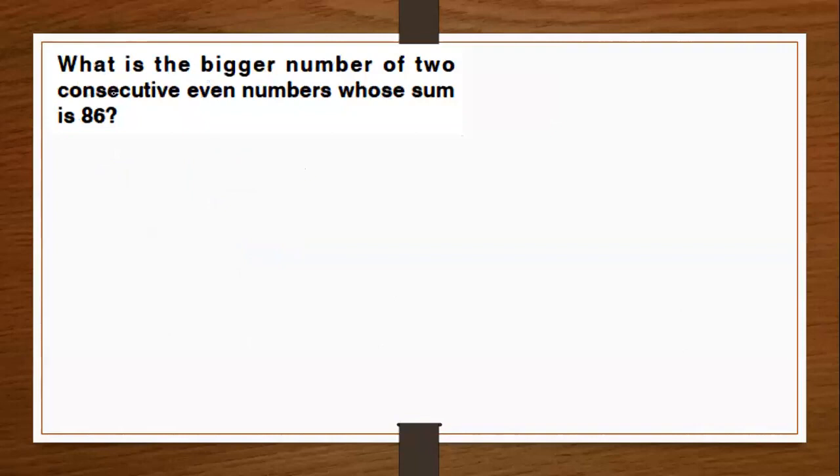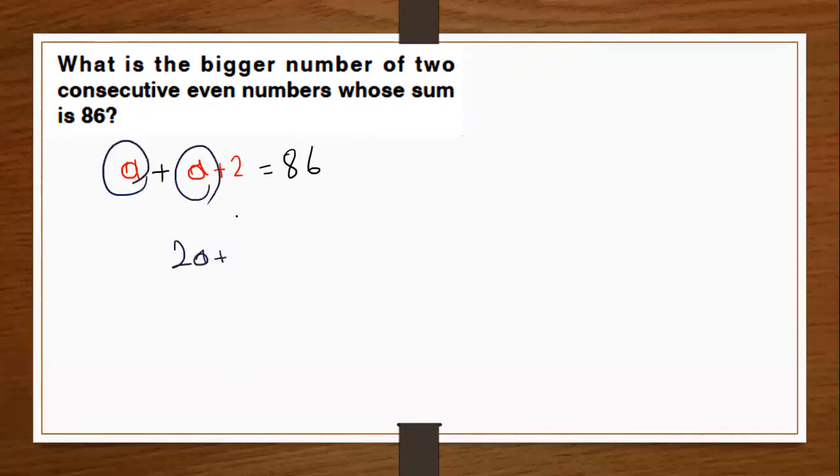Let's have a look at this question. What is the bigger number of two consecutive even numbers whose sum is 86? Remember I told you, even consecutive numbers are going to be solved by the same method. What I said, the first one, a, second one, a plus 2. Sum of them, just add them up and then equalize to 86. So from algebraic expression again, this will be 2a plus 2 equals 86.